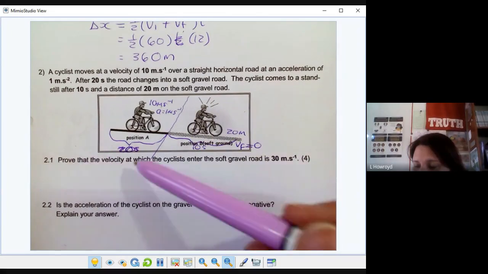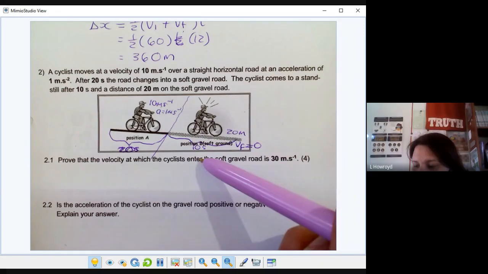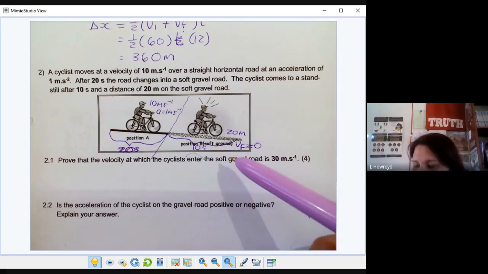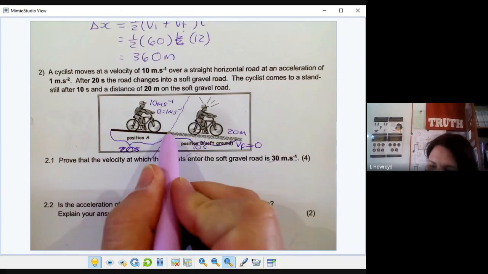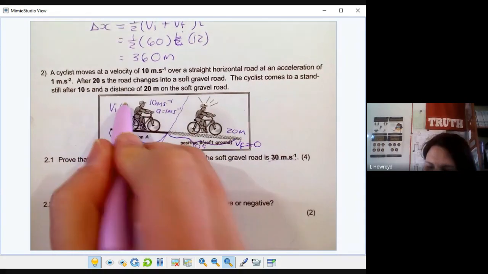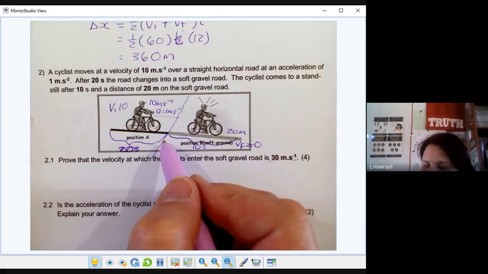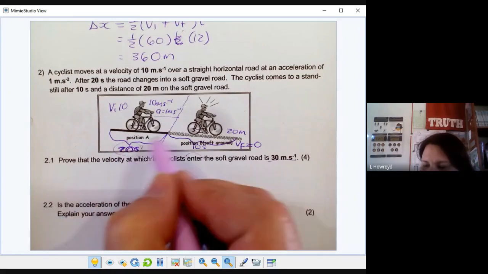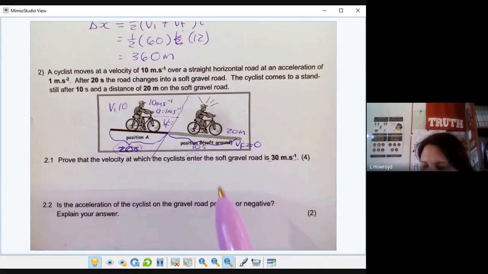So prove that the velocity at which the cyclist enters the soft gravel road is that. We want to know, if my initial velocity was 10, and he accelerated at 1 meter per second squared for 20 seconds, I want to prove that the final velocity is 30.